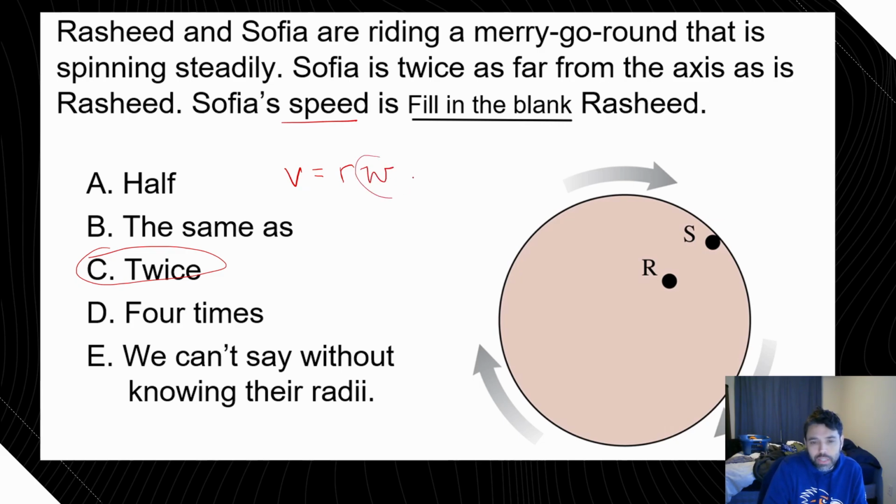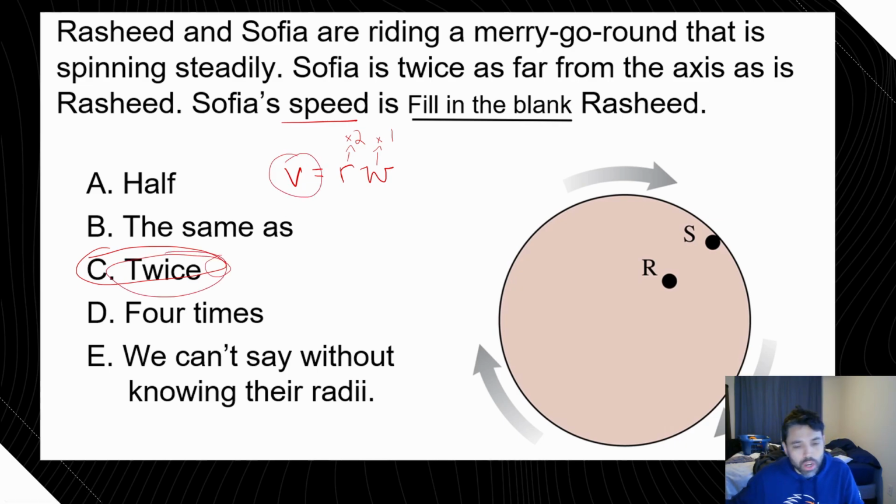Well, we already said they have the same omega, right? So Rashid and Sophia, same angular speed. Well, but Sophia's twice as far away, so she has double the radius. And so if this is doubled, times 2, and this is the same, times 1, well then 2 times 1 is 2, so we're going to get twice the velocity. And there you go, twice the speed for Sophia.